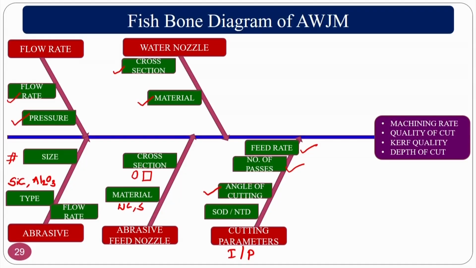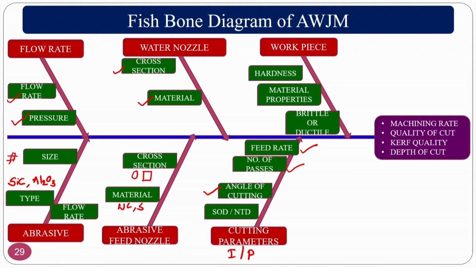The workpiece material, the workpiece hardness, if the hardness is very high, normally the material removal will be very less. The material properties like yield strength and other things, brittle or ductile, if the material is brittle, the mechanism of material removal will be brittle fracture, then fragments. In the ductile material, just shearing action will take place.